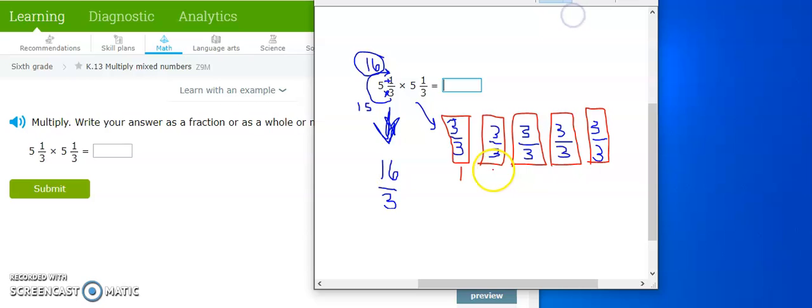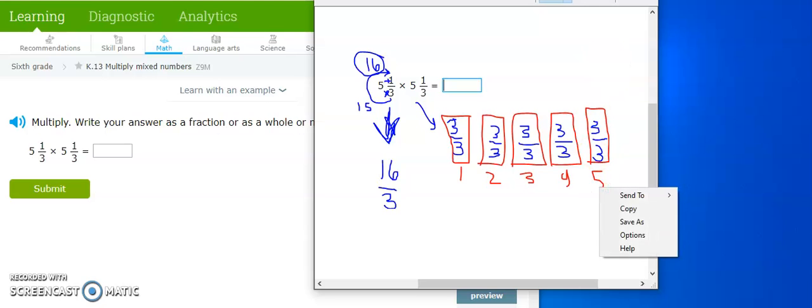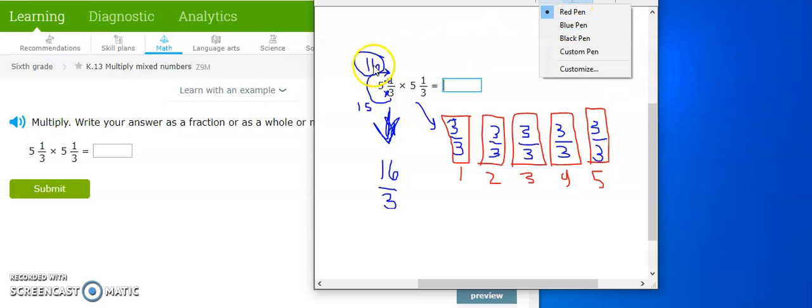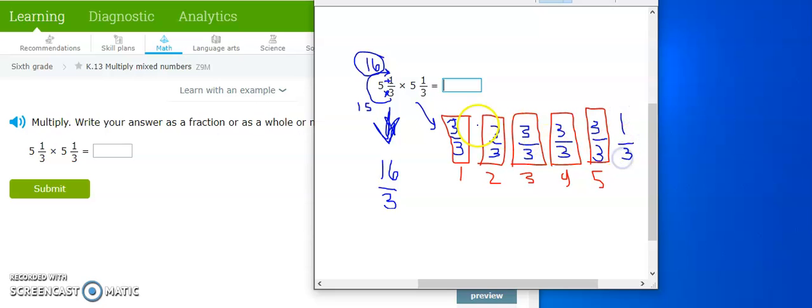So now I have my 1, 2, 3, 4, 5 whole numbers. And then I remember that I also had that additional 1/3, which was not a whole, but that's kind of like the remainder, right? So if I add all the numbers on top together, that's just another way. That's how I got my answer of 16. 1, 2, 3, 4, 5, 3s is 15, plus that extra 1 is 16. So that's another way to think about it.